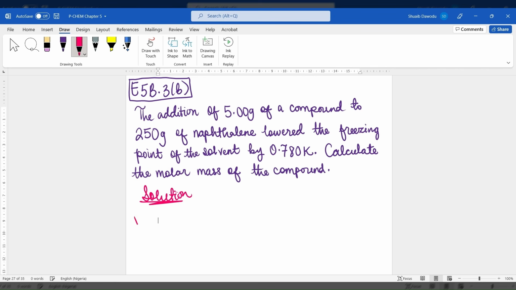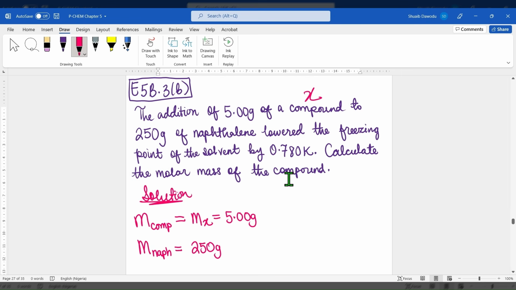We're told the mass of the compound. So I'm going to call this compound X just for ease as we're solving this question. So M sub X is simply 5.00 grams. And then we're also told the mass of naphthalene. So M sub naph is simply 250 grams.